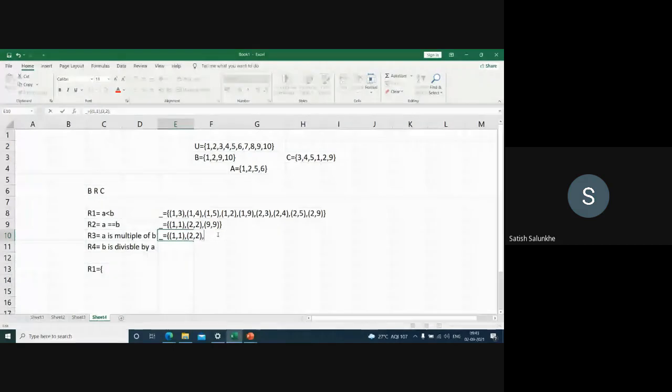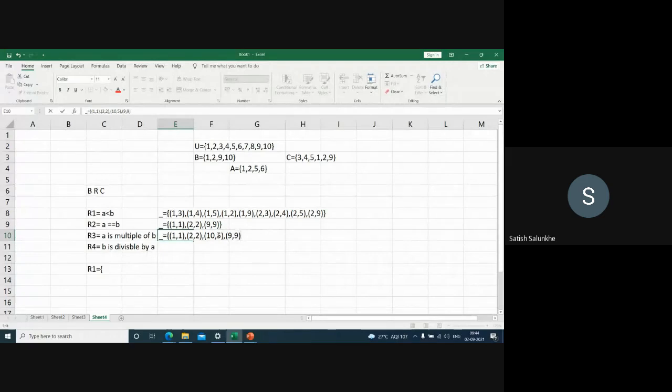I understood now. So now tell me the correct elements. 10 comma 5. This is one. Okay, what else? 9 comma 9. What else? 9 comma 3. That's it, sir. Okay, any other element?